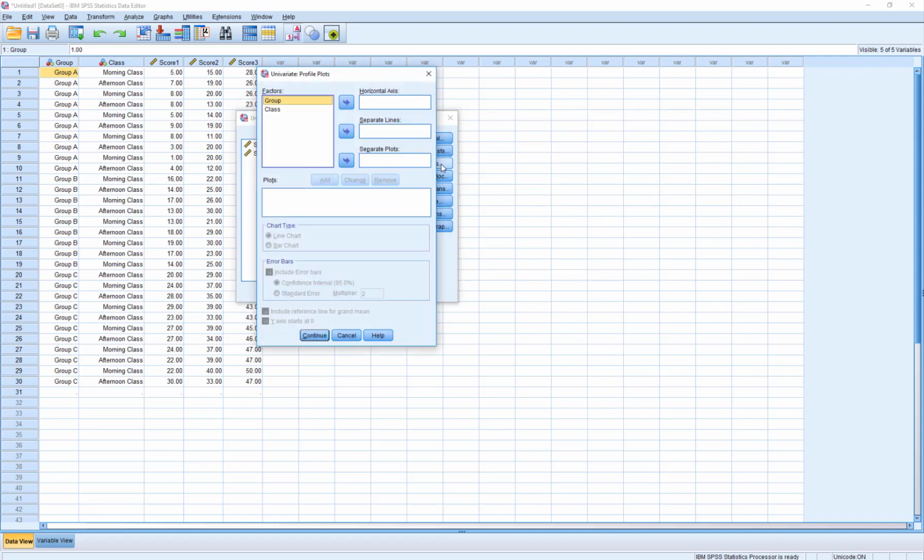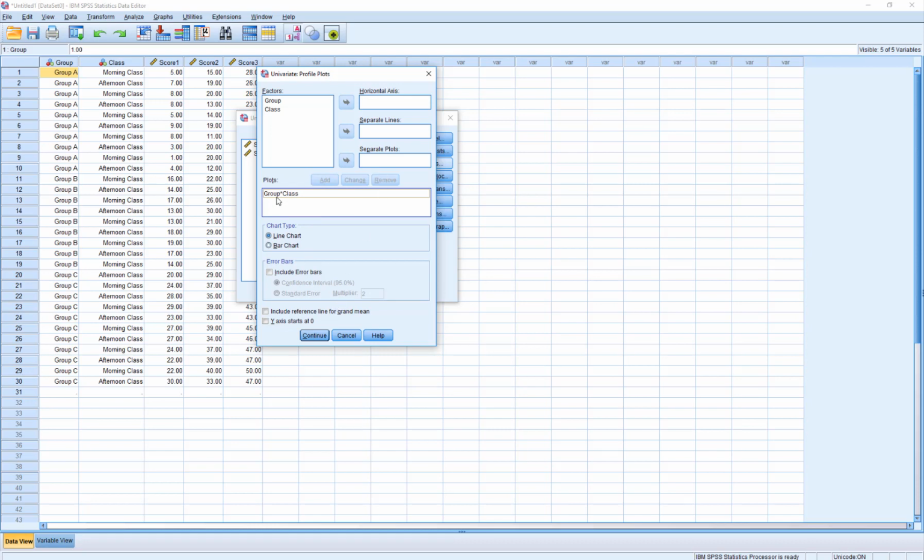Finally, click on Plots. Plots will give you a visualized representation of the data. I like to put the independent variable with the most levels on the horizontal axis. That would be group. And for separate lines, I like to put the independent variable with the least number of levels. That would be class. Add this, and a line chart is fine.